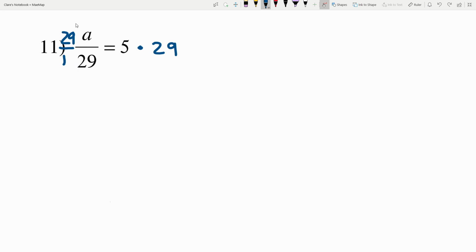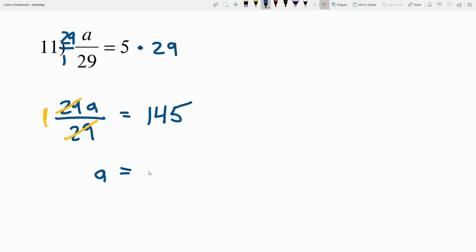So rewriting my left-hand side, I have 29a all over 29, which is a. And then on my right-hand side, I have 5 times 29, which is going to be 145. Now notice that 29 divided by 29 equals 1. So 1 times a, or simply a, will equal 145. So 145 is my solution in number 11.